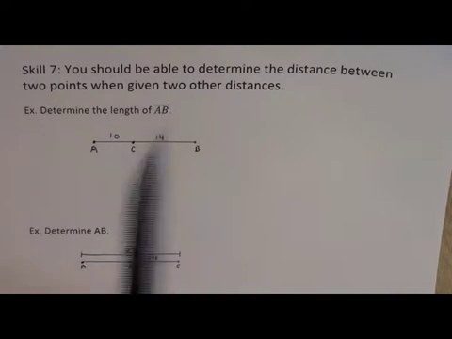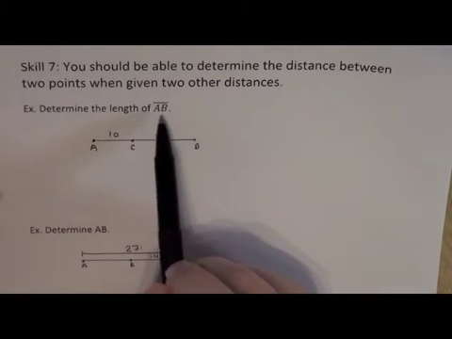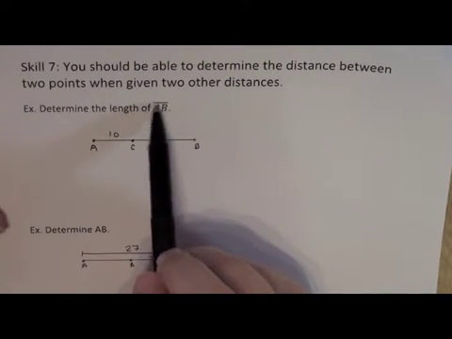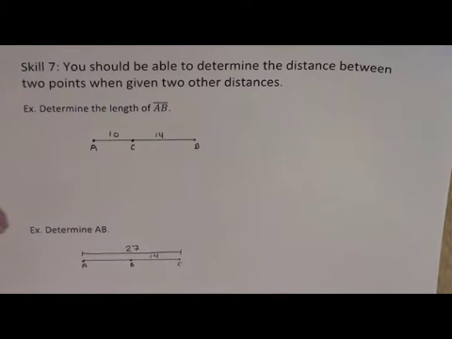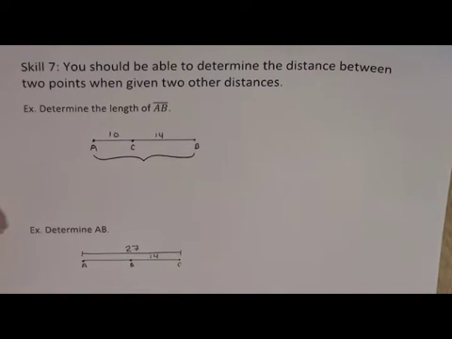Determine the length of line segment AB. Now we read it line segment AB because there's an A and a B with the line segment symbol on top. So we're looking for the total distance from A to B.